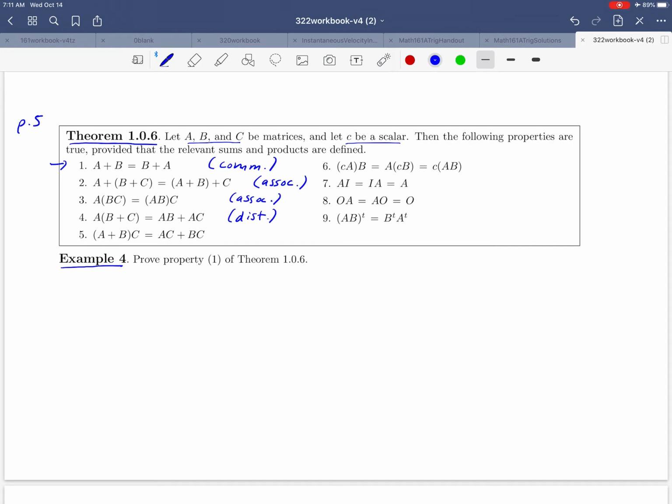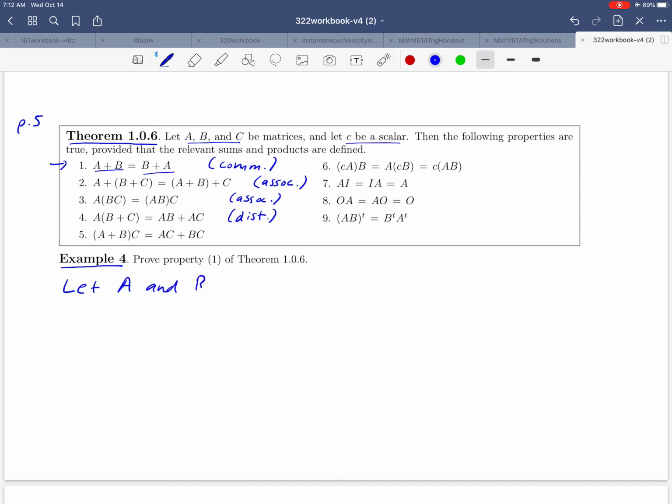So here's the strategy that we're going to use in this class when we prove things about matrices. To say that two matrices are the same is really saying that all of the corresponding entries in the matrices are the same. So our strategy is going to be to take an arbitrary entry in A plus B and show that it's equal to the corresponding entry in B plus A. So we might start our proof then like this.